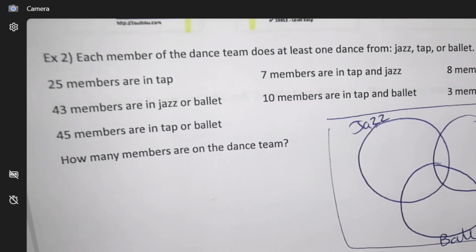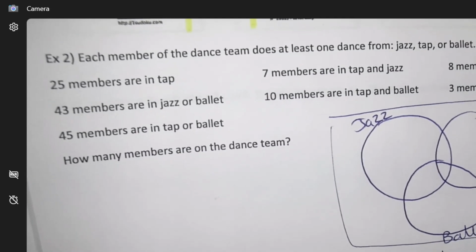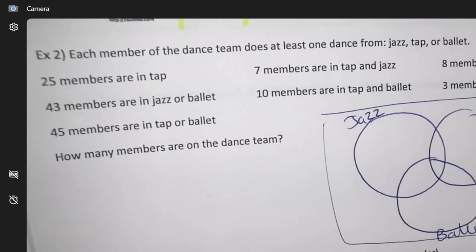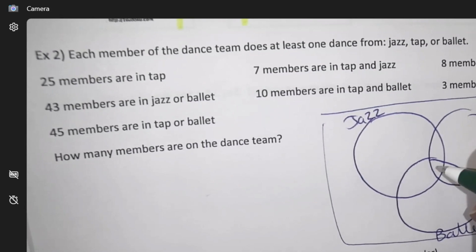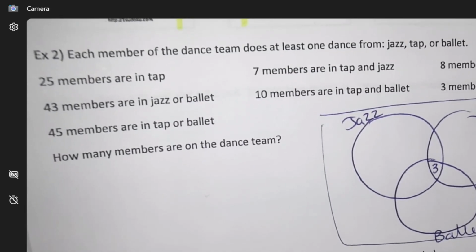Okay, we're going to start with a sentence that has us doing all 3 things. Okay, so this is the first one right here. All 3 members take all 3 dances. So that has to go right in the middle where they're all overlapping.